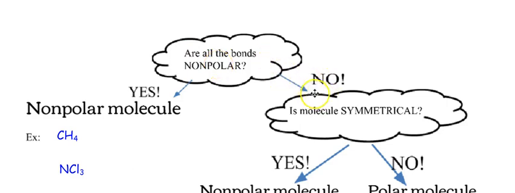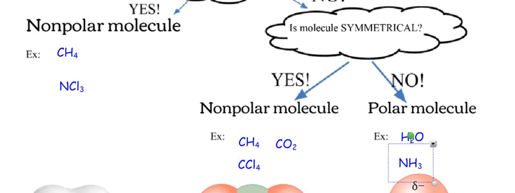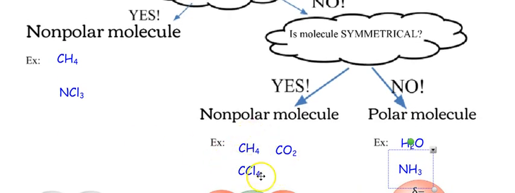All right, so what if your bonds are polar? Then you go over to this side. So then you're asking, is the molecule perfectly symmetrical where the vectors cancel each other out? If the answer is yes, then it is still a non-polar molecule. And here are some examples from before. The molecule is perfectly symmetrical in each case. The vectors canceled out. So finally, what if the answer is no, it is not symmetrical? Then you have a polar molecule.